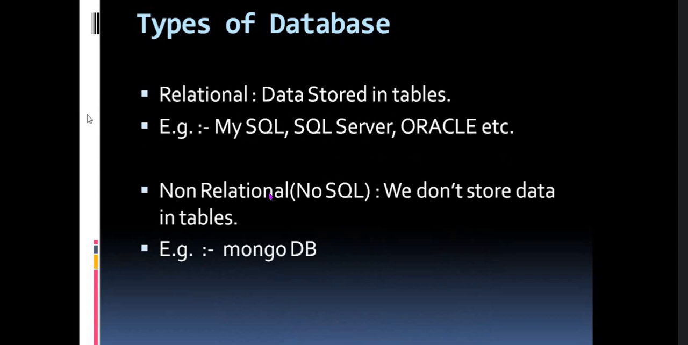The second one is non-relational, that is NoSQL. So we don't store data in tables. For example, the MongoDB database. There is no table and we directly write in a paragraph-like format. That is called non-relational database. And NoSQL means SQL does not understand this language. So that is called a non-relational database.